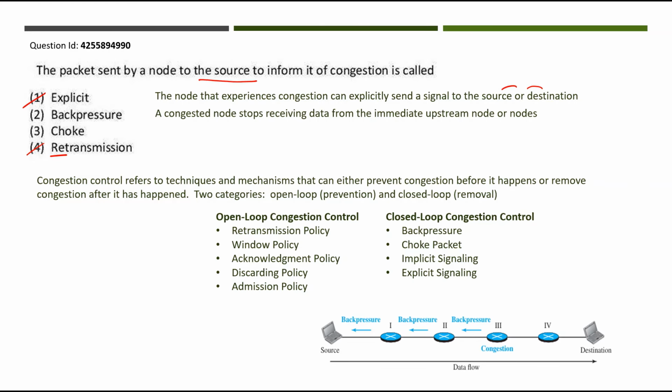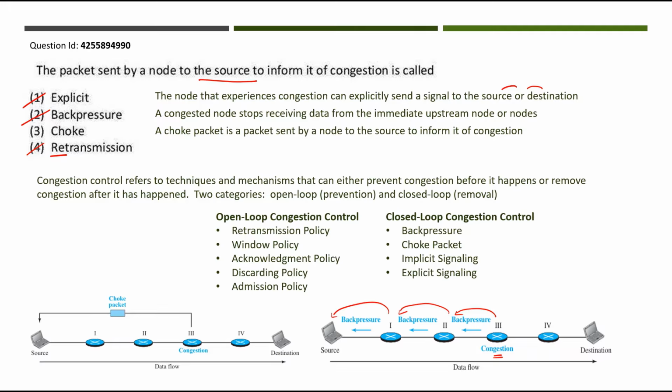What about back pressure? A congested node stops receiving data from the immediate upstream node or nodes. If this is going to be the node that is congested, it will stop receiving data. What will happen? It will immediately create some back pressure where this node will inform this node, this node will inform this node, and finally this node will inform the source. Is it directly communicating to the source? No. So back pressure will not directly communicate to the source, which is asked in the question. So it is not back pressure also.